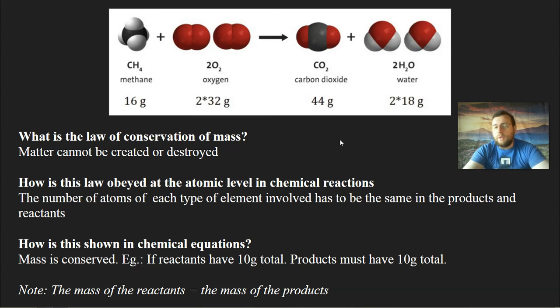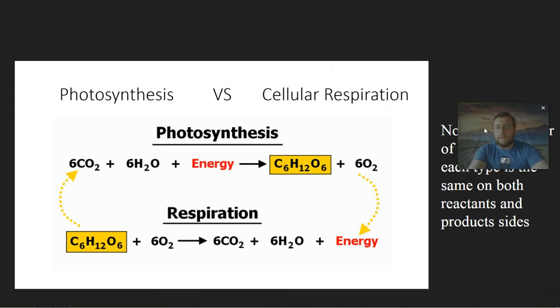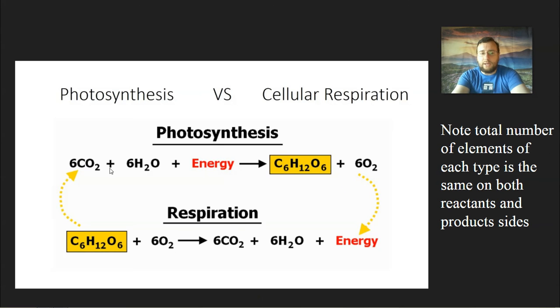So in that sense, whether you're looking at the total mass of the reactants versus products, or at the number of atoms of each element, the total is going to be conserved. And that is what is meant by conservation of mass. Let's see this in photosynthesis and cell respiration. It takes 6 carbon dioxides to do this.